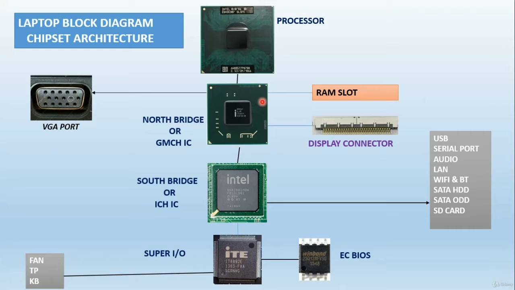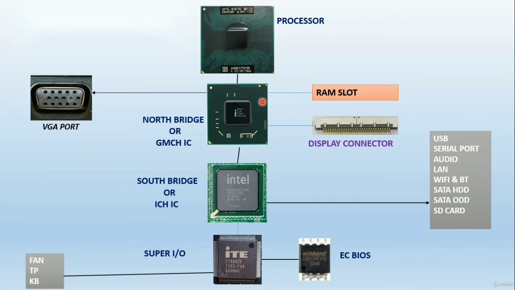GMCH means Graphics Memory Controller Hub IC. It controls all the speed processing sections such as display, RAM, VGA port, etc. GMCH is directly connected with the CPU in order to communicate with the CPU fast. GMCH IC is also called North Bridge IC because the IC is located on the north side of the motherboard. Also, the location of the IC is always near the CPU.